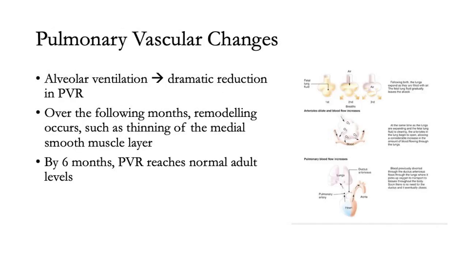The fetus has a low pulmonary blood flow secondary to a high pulmonary vascular resistance. At birth, alveolar ventilation commences. The reduced mechanical compression of small pulmonary vessels and increase in arterial oxygenation causes a dramatic reduction in pulmonary vascular resistance. Over the following months, remodeling occurs, such as thinning of the medial smooth muscle layer. By 6 months, pulmonary vascular resistance reaches normal adult levels.